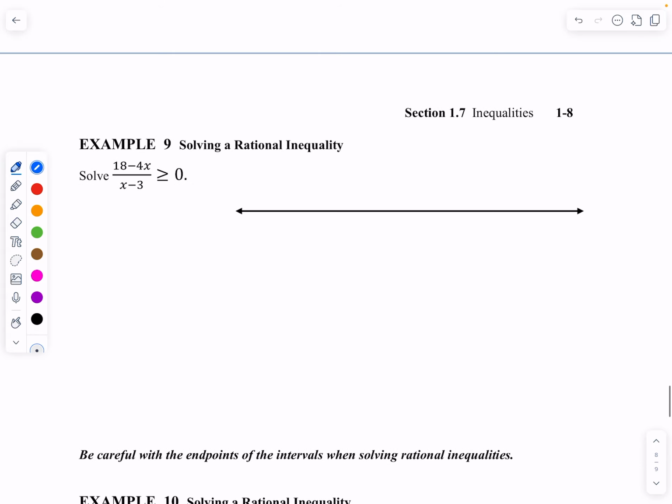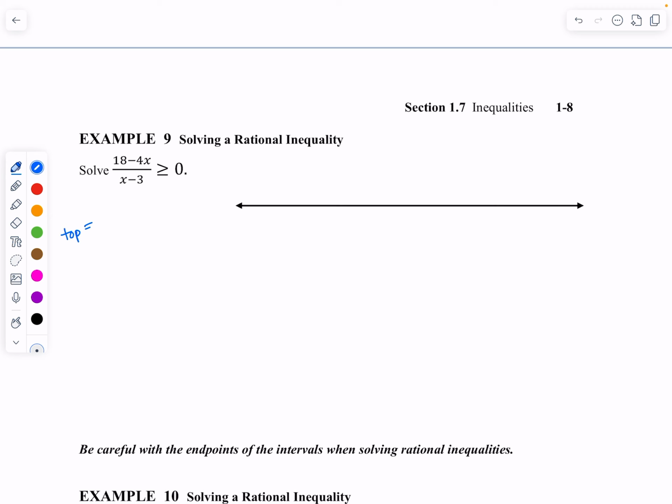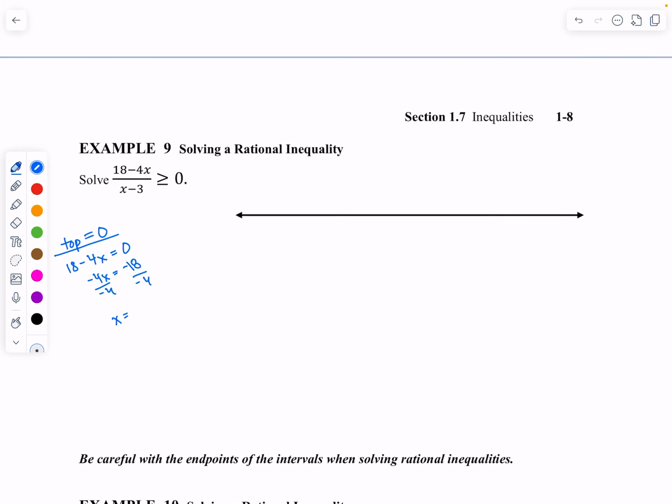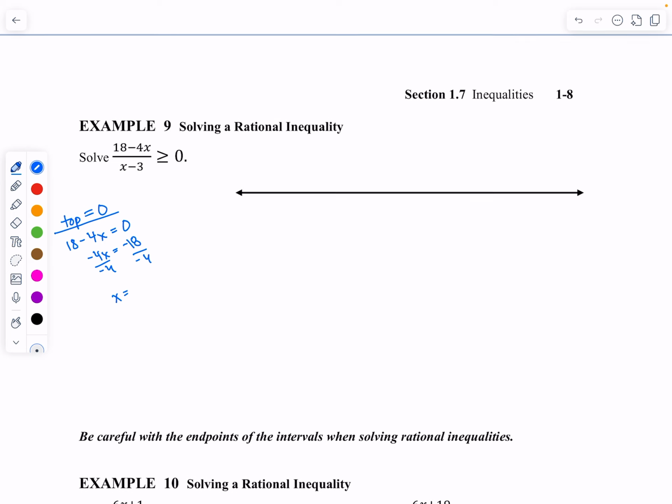Okay, so again, when you have a rational equation, you're going to look at the top and the bottom. Let's see what would make the top equal to 0. I'm going to solve it. 18 minus 4x equals 0. That gives me negative 4x is negative 18. Divide by negative 4, and I get x is 18 fourths, which I could reduce. 2 goes into 18, 9, and 2 goes into 4, 2. So 9 halves, that's about 4.5.